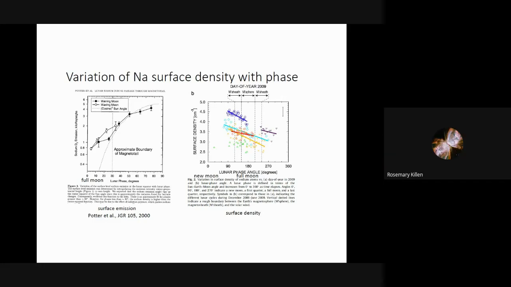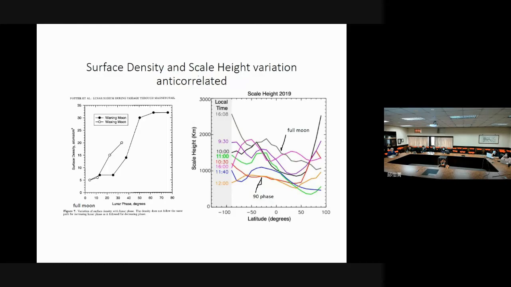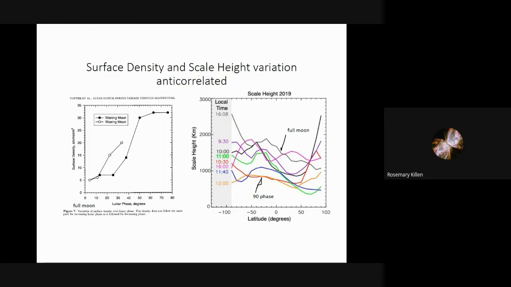But if you look, next slide, what is anti-correlated here is the density on the surface is anti-correlated with the scale height on the left. So on the left, you see at full moon, the scale height is greatest, and at 90-degree phase, while the surface density is greatest, the scale height is least. So what that means is that the actual column abundance is not varying as much as you might expect from just looking at surface density alone.